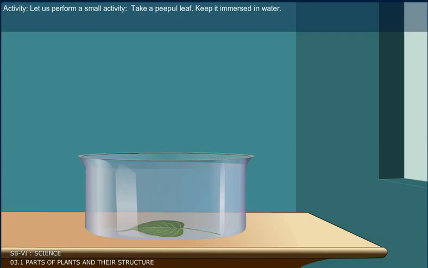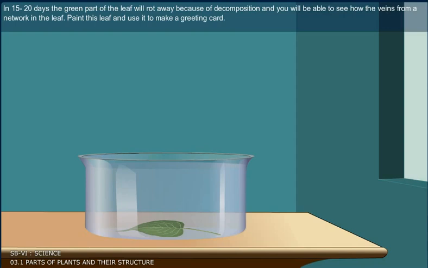Activity. Let us perform a small activity again. Take a peepal leaf. Keep it immersed in water. In 15 to 20 days, the green part of the leaf will rot away because of decomposition, and you will be able to see how the veins form a network in the leaf. Paint this leaf and use it to make a greeting card.